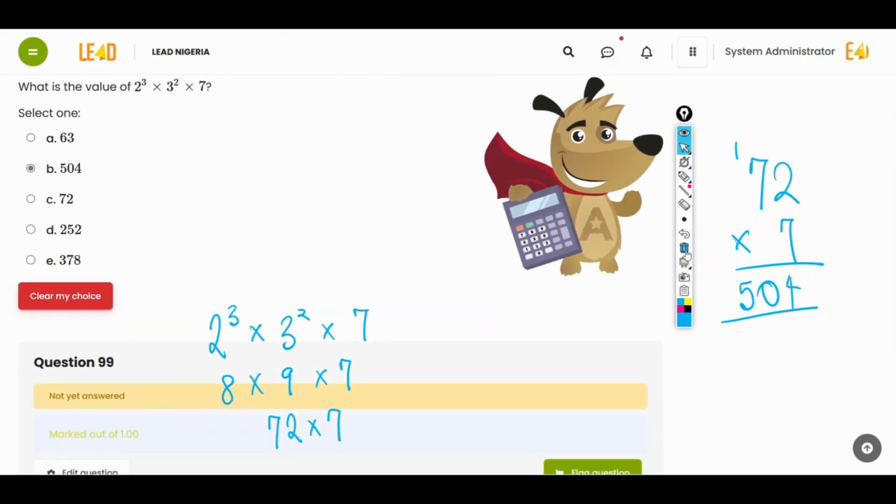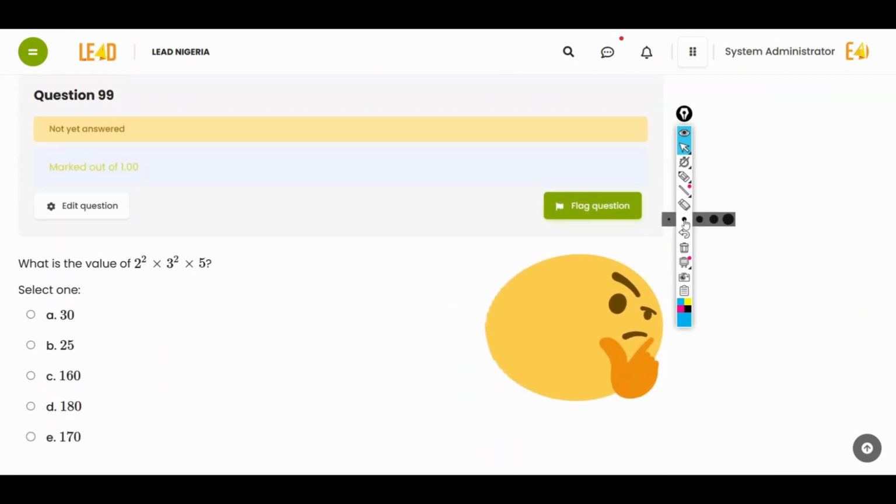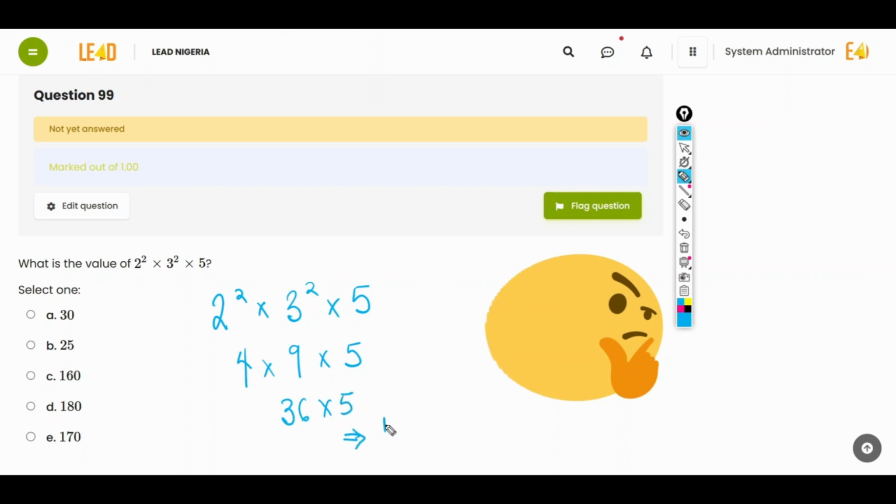All right, so question 99, right before the big 100, we have what is the value of 2 squared times 3 squared times 5? So 2 squared gives 4 times 3 squared gives 9 and 5. So that will be 36 times 5, which gives 180. All right, so the final answer is 180.